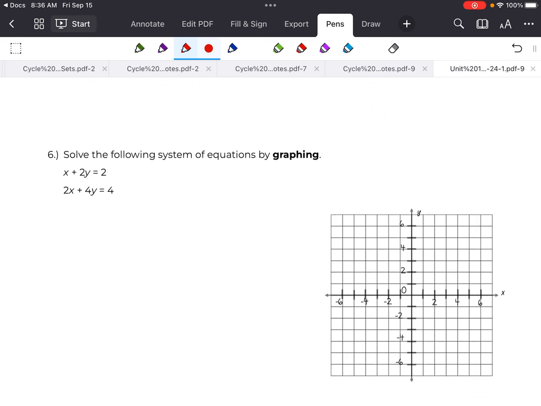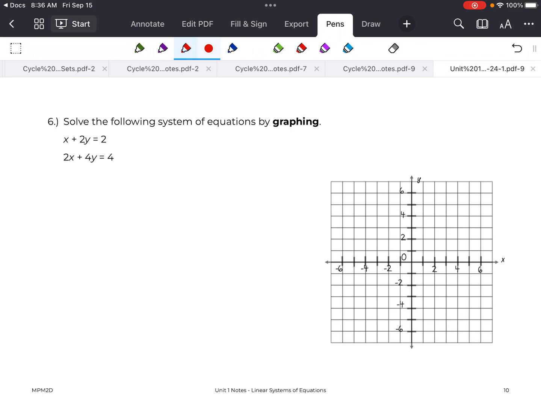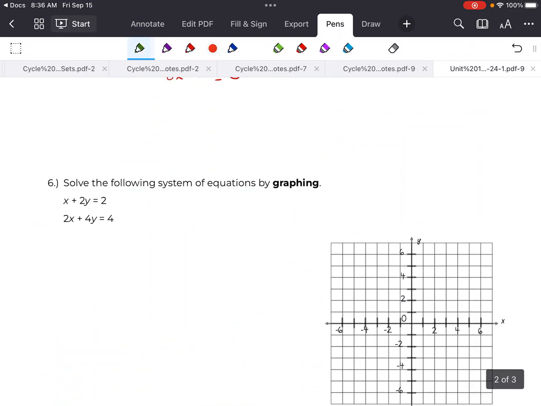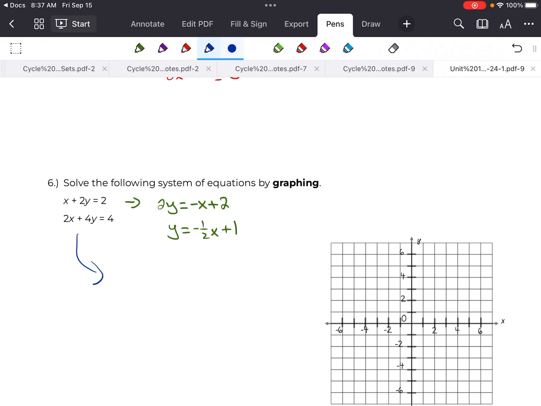So what does it look like when we graph? Okay, let's isolate y. So we'll get 2y equals negative x plus 2. Divide everything by 2. y equals negative 1/2 x plus 1. The second one, we move the 2x over. We get 4y equals negative 2x plus 4. Divide everything by 4, and we get y equals negative 1/2 x plus 1.